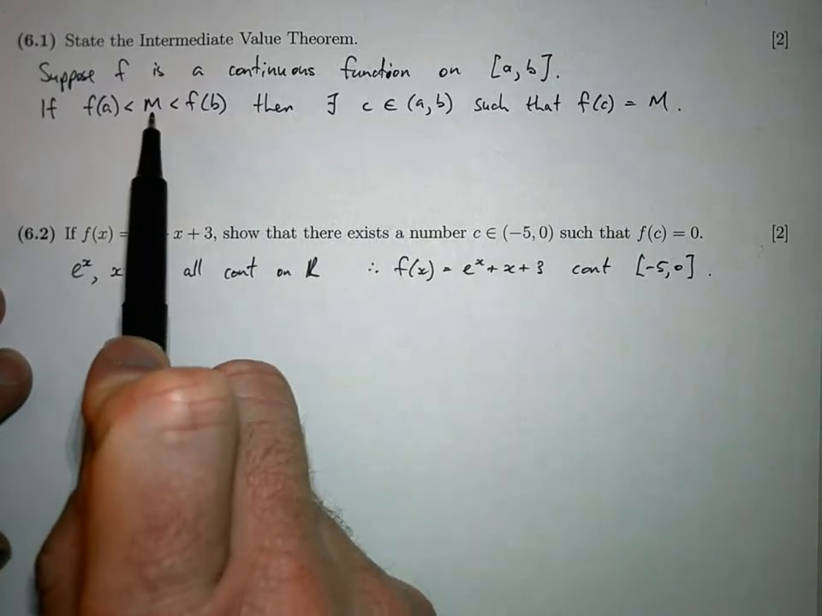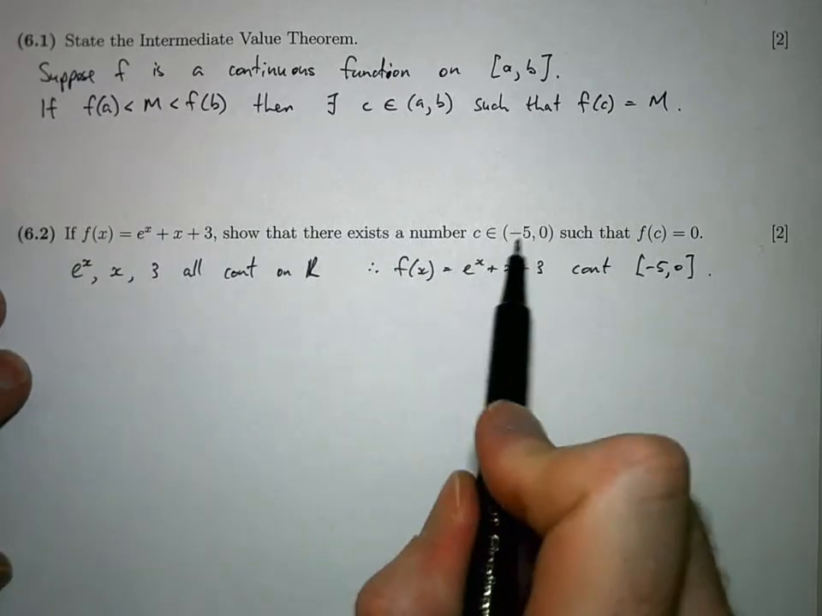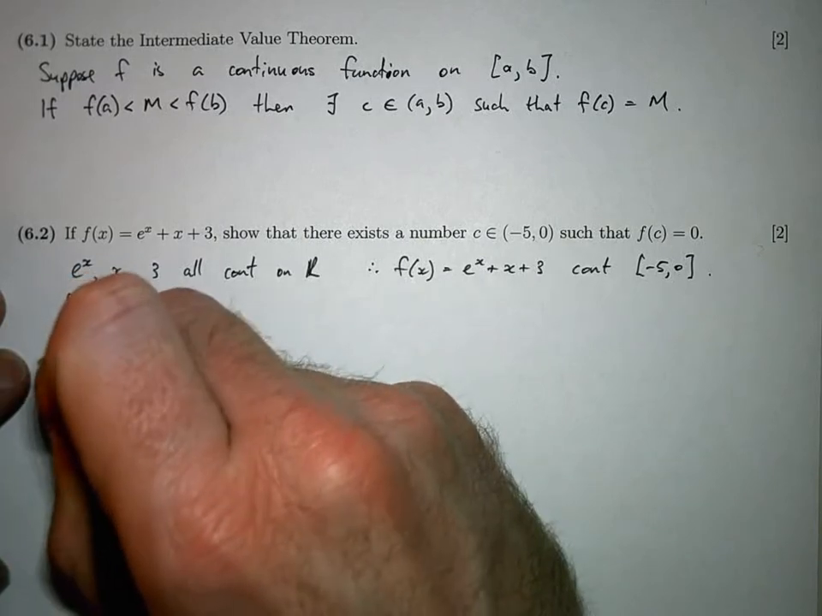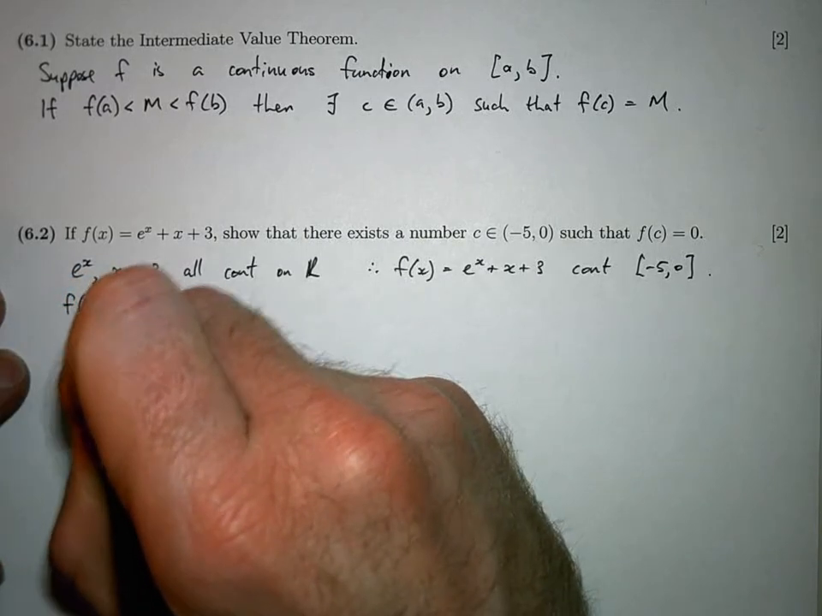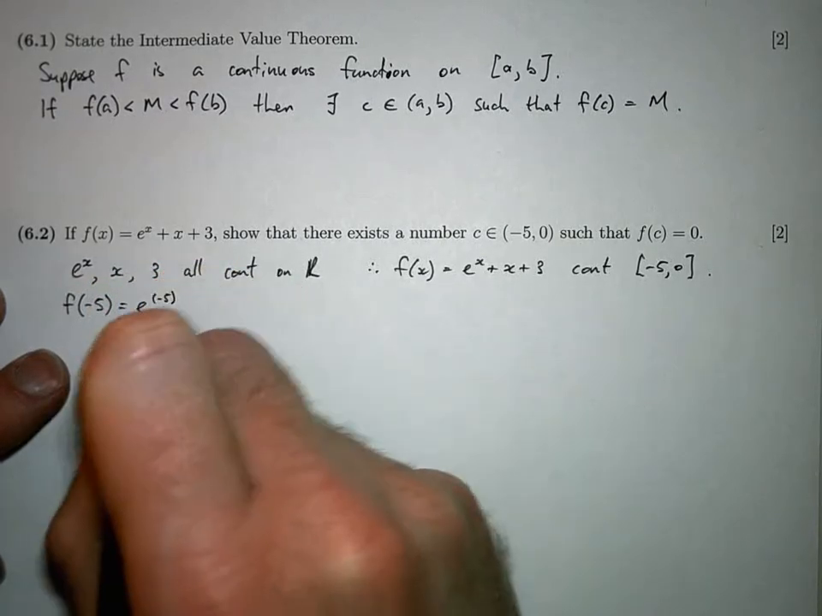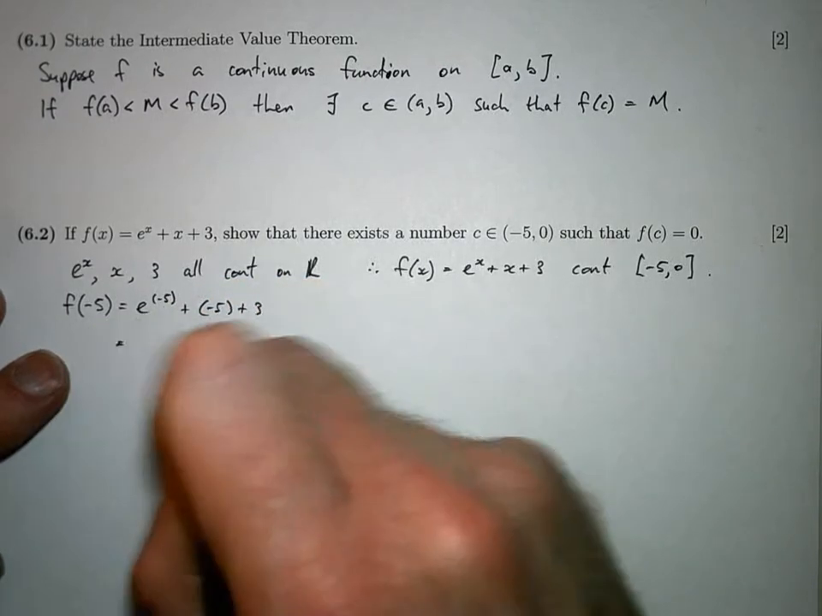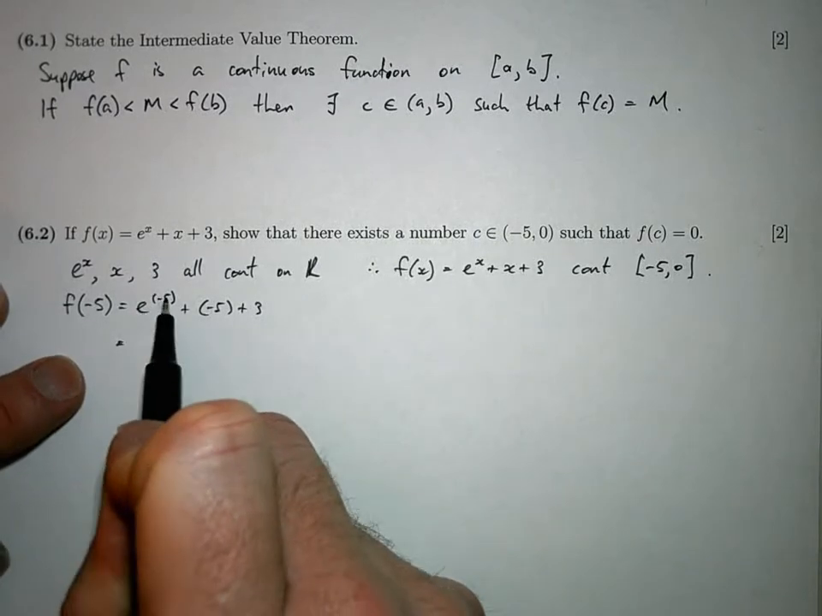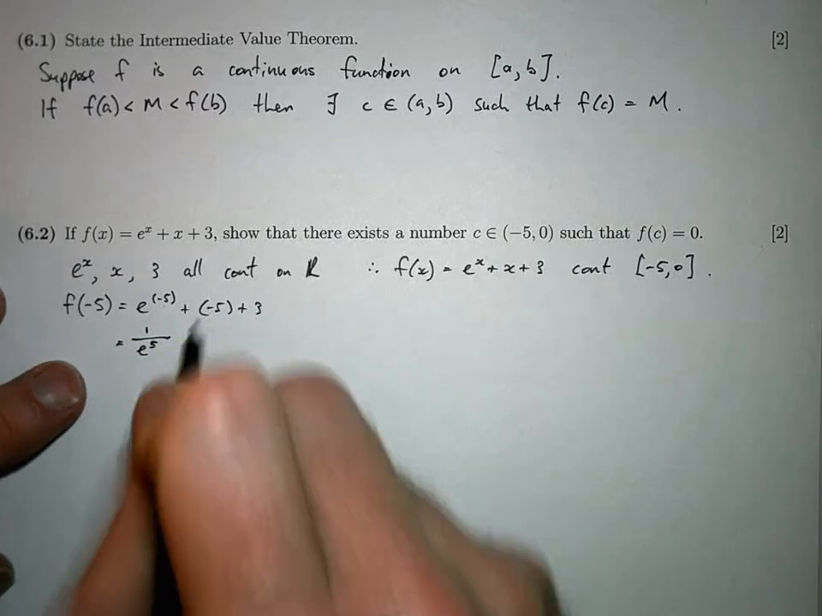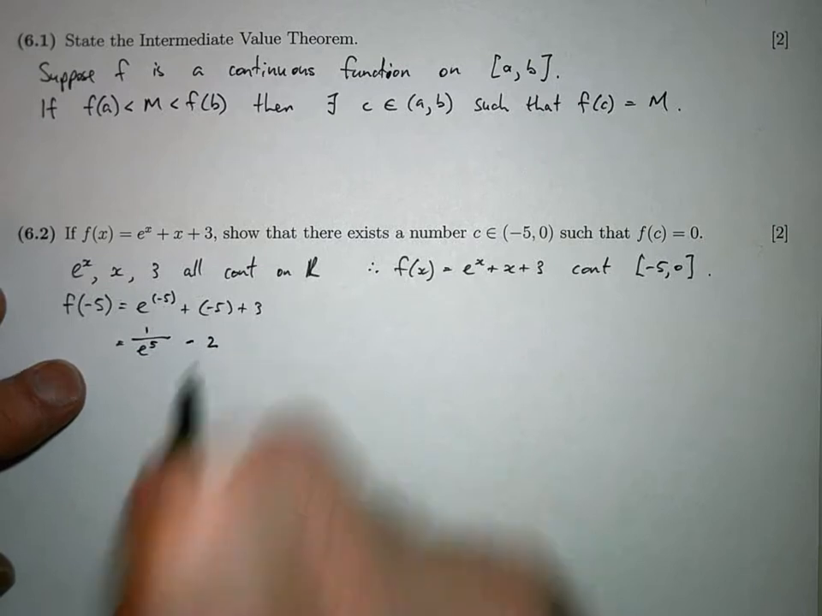We now need to show that our m value, 0, is between f of a and f of b. Well, a is minus 5 and b is 0, so we need to work out f of these two values. So we've got f of minus 5, and this is some lovely mathematics here, is equal to e to the power of minus 5 plus minus 5 plus 3. We can simplify that here. e to the minus 5 is 1 over e to the 5, and to that we're adding minus 5 plus 3, so we're subtracting 2.